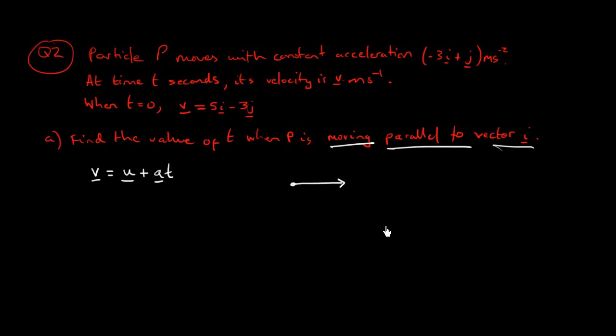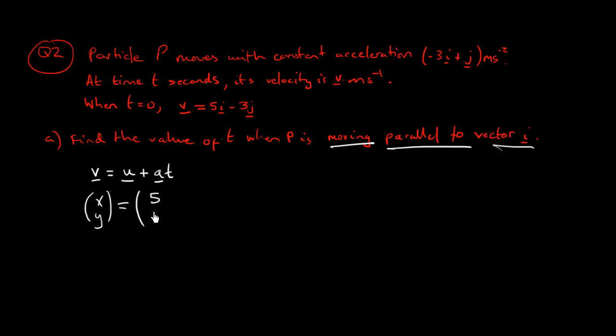So how does that translate into math? Let's write the general vector v as x and y, and then that's equal to our original velocity vector, because here we're talking about speeds, which is this guy. They tell us that that's the velocity at t equals 0.